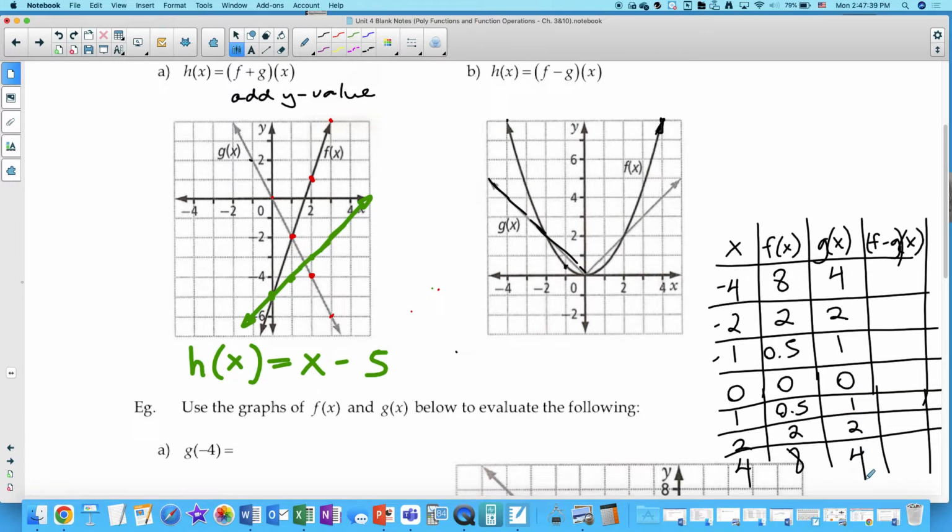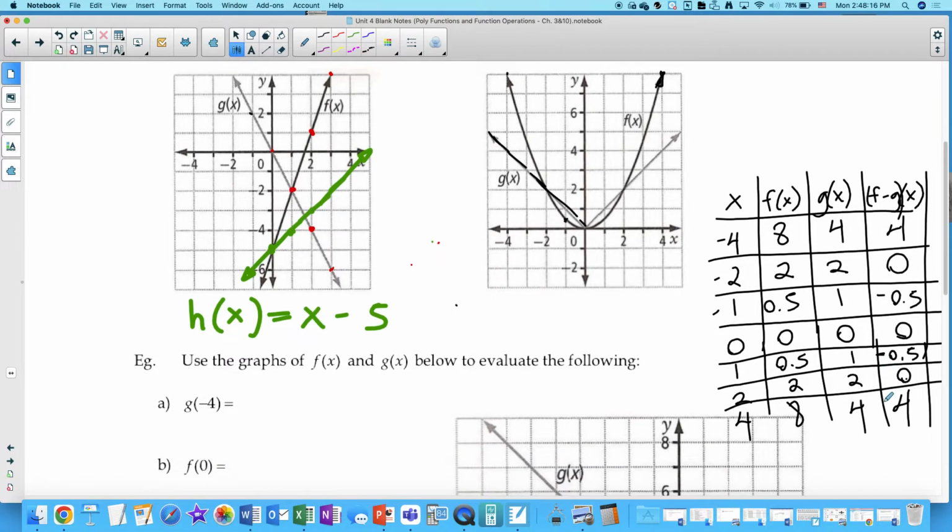Okay, so when I subtract them, 8 minus 4 is 4. 2 minus 2 is 0. 0.5 minus 1 is negative 0.5. 0 minus 0 is 0. Yes? It's going to be a little weird. 0.5 minus 1 is negative 0.5. 2 minus 2 is 0. And 8 minus 4 is 4.